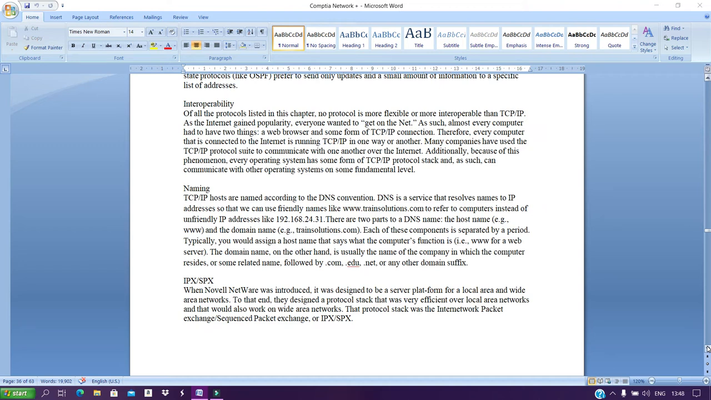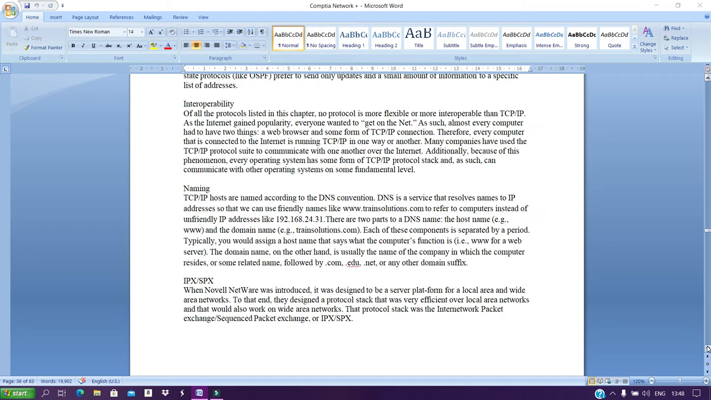Many companies have used the TCP/IP protocol suite to communicate with one another over the internet. Additionally, because of this phenomenon, every operating system has some form of TCP/IP protocol stack and as such can communicate with other operating systems on some fundamental level.